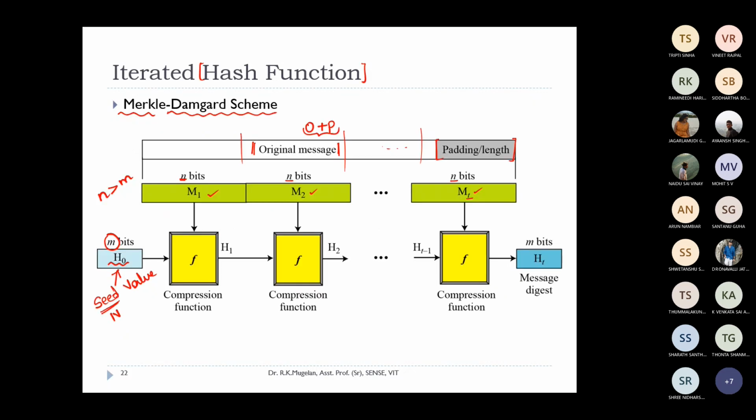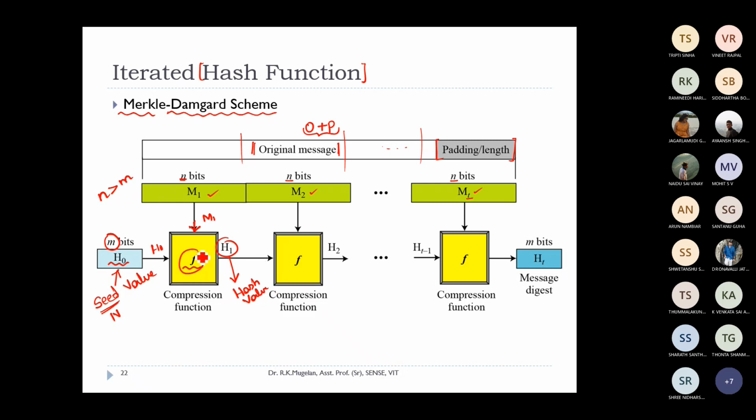Right. So n will always be kept greater than m. Accordingly, you will be dividing the block, and you will be giving the input to a particular function. M1 will be given as input and H0 will be given as input. Some mathematical operation will go on inside this and will produce an output called H1, which is nothing but the hash value after the first iteration.